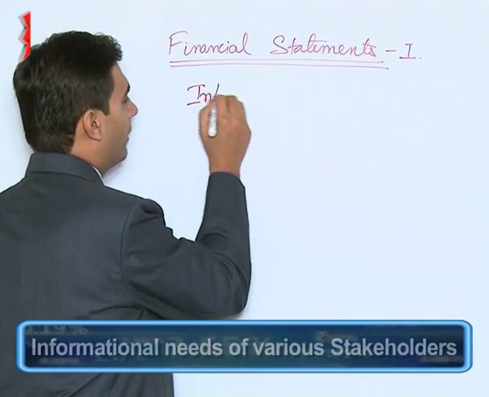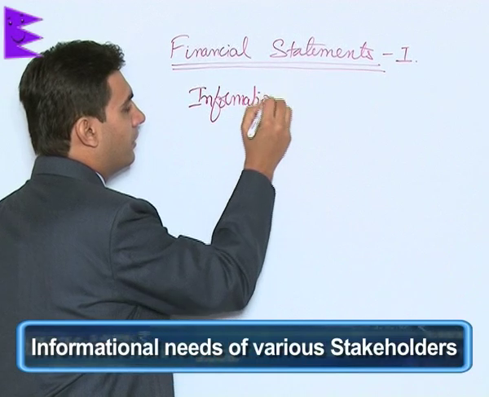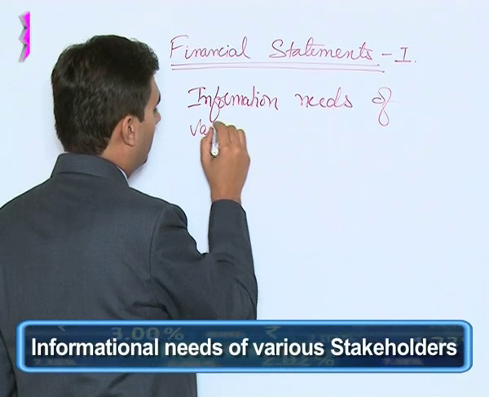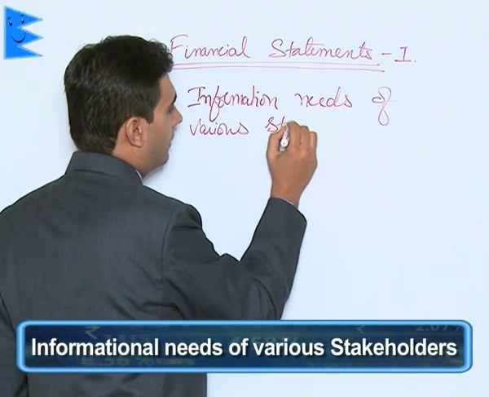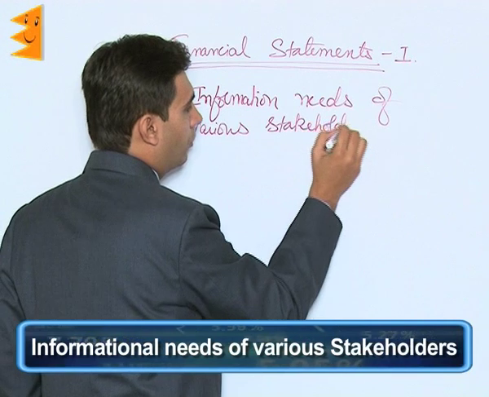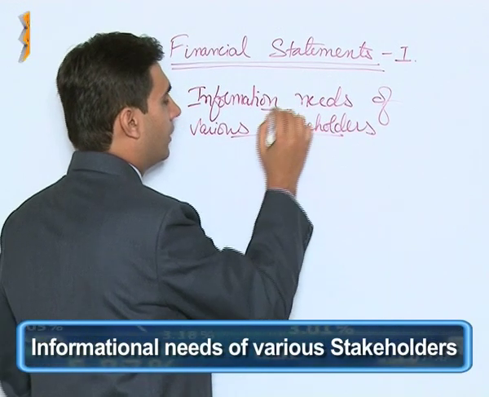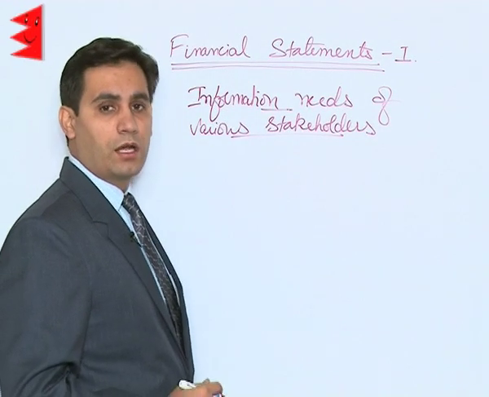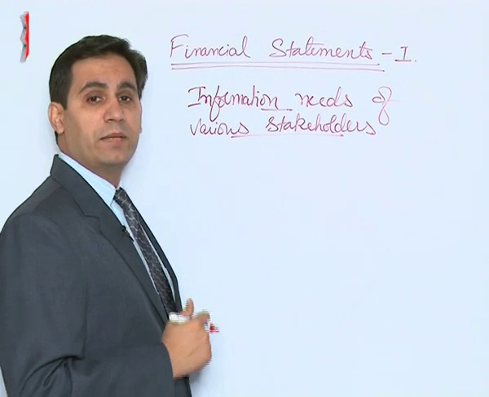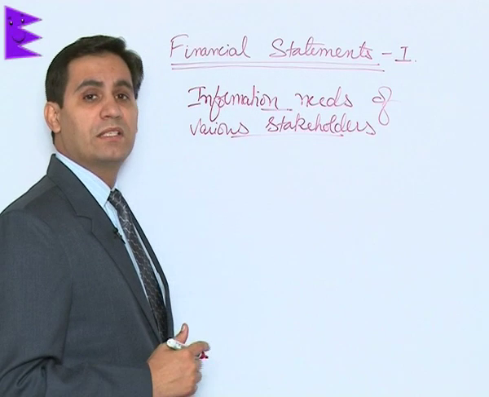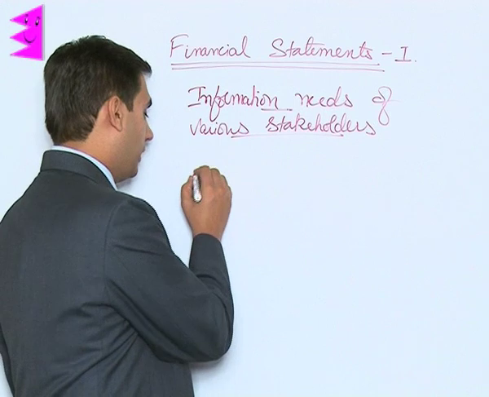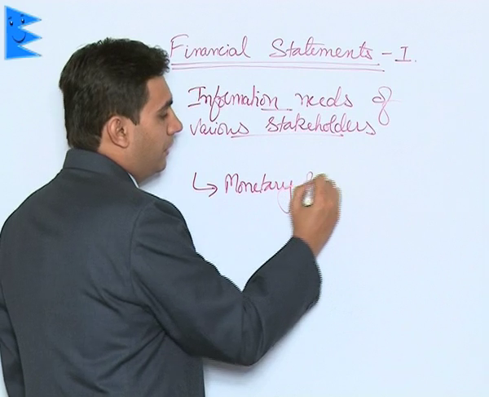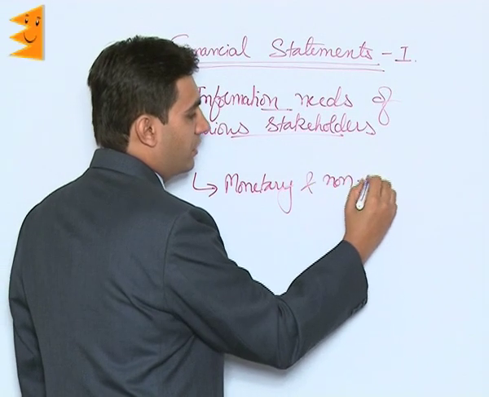That is informational needs of various stakeholders. Now students, by stakeholders we mean various parties that are interested in accounts. Now these parties can be divided into various categories based upon their requirements. Like we can have monetary and non-monetary users.